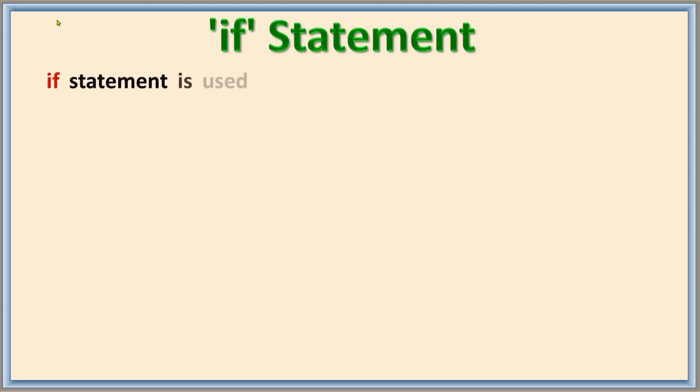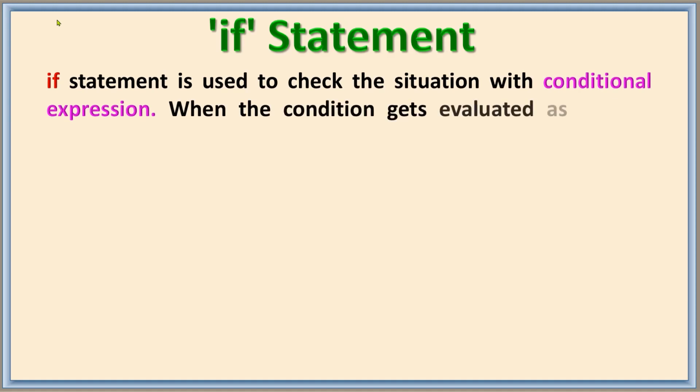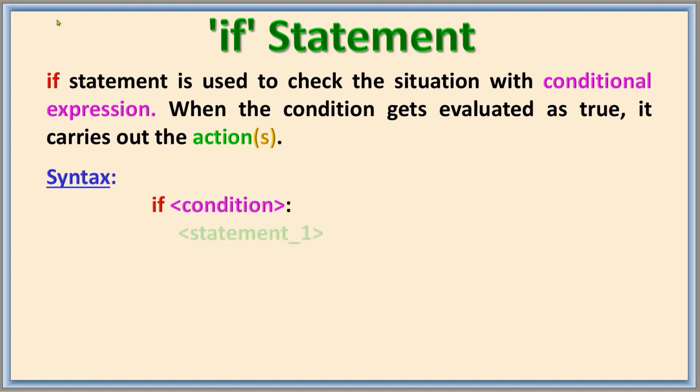The if statement is used to check a situation with a conditional expression. When the condition is evaluated as true, it carries out the action. The syntax for writing if is: if. Remember this is a keyword, with I and F both in lowercase letters, and then the condition is given. The condition is in angle brackets here as a syntax, which means the condition keeps changing. Then the block of statements starts with a colon, and the next line starts after one indent of space.